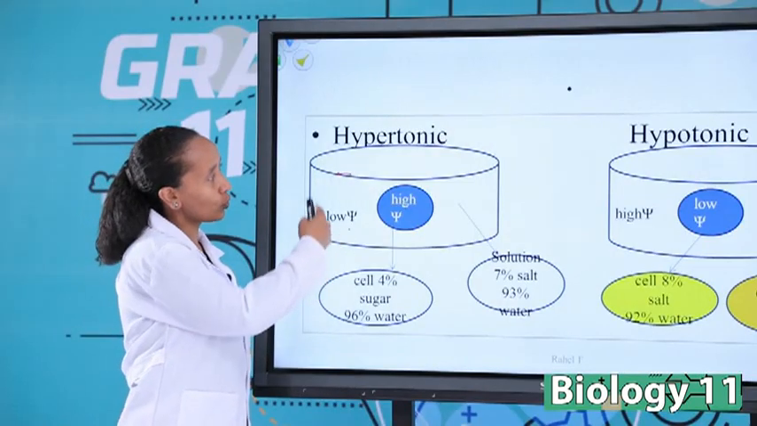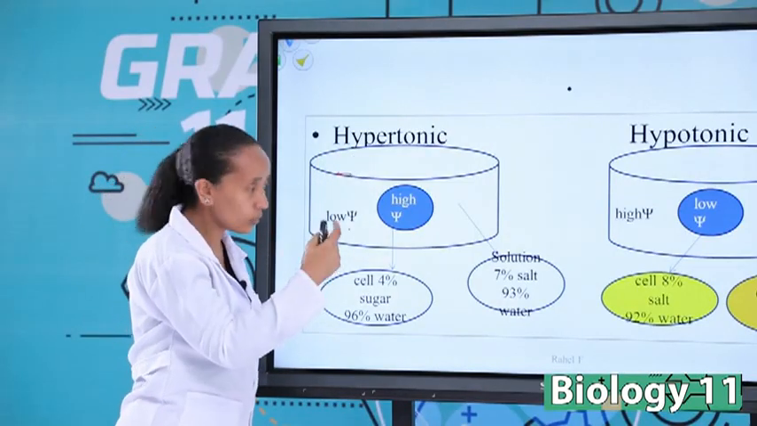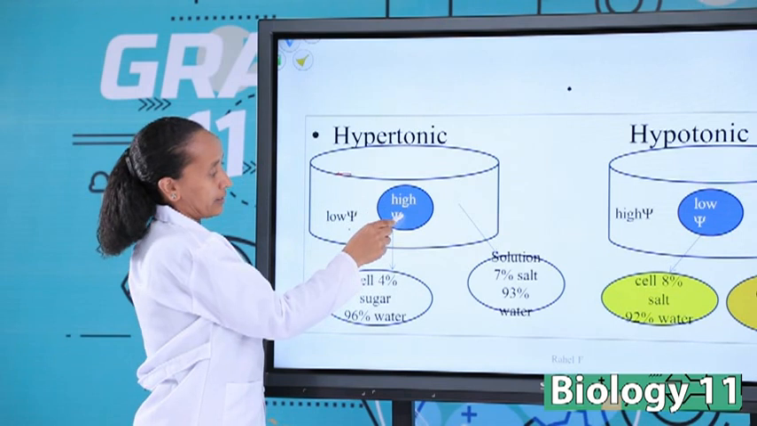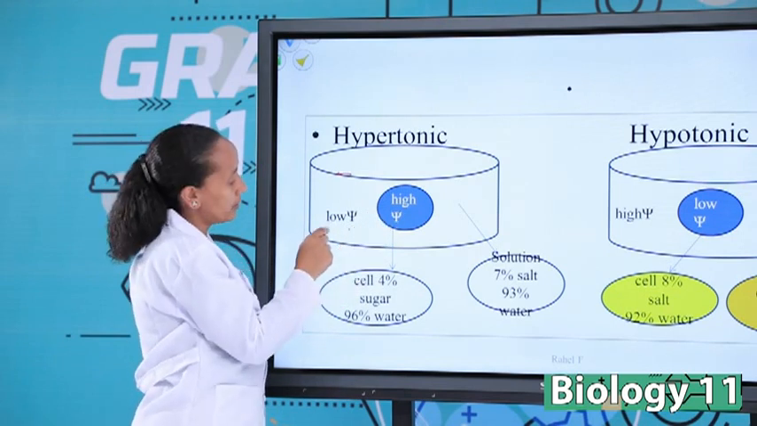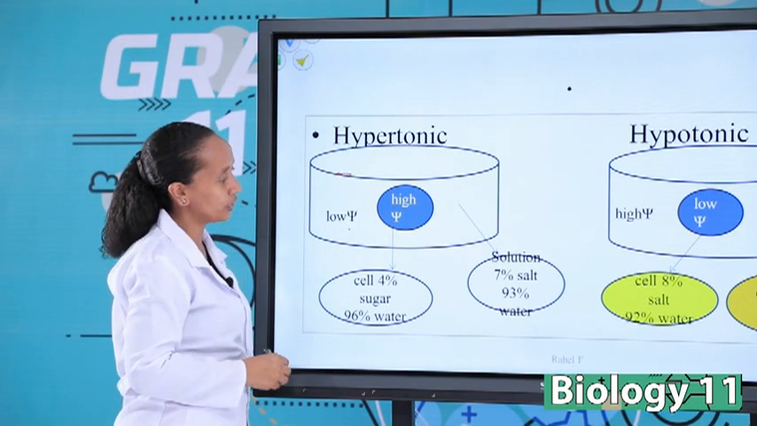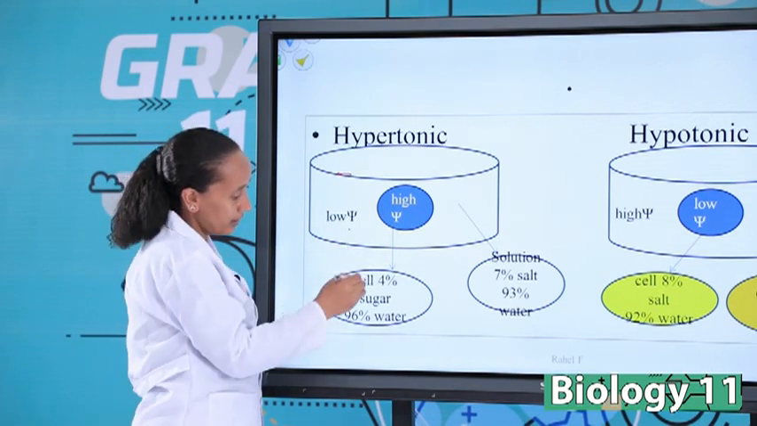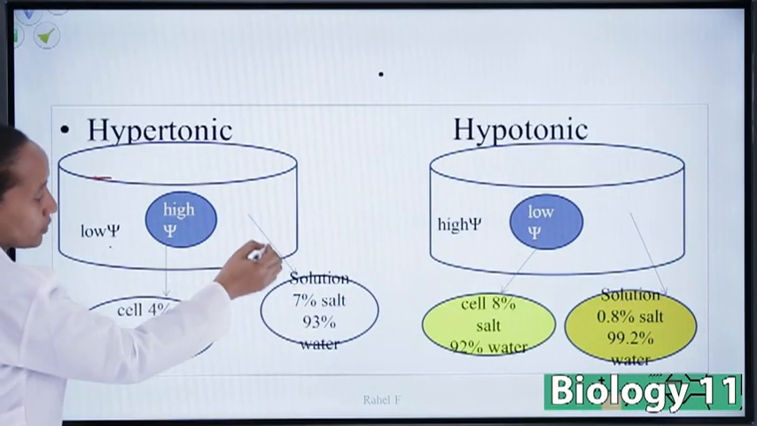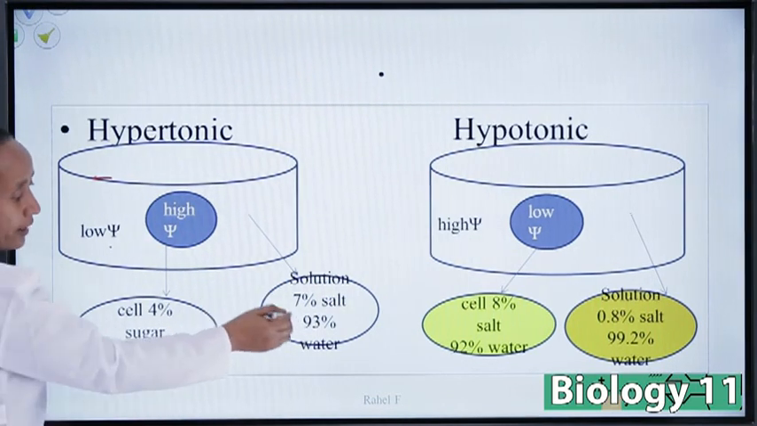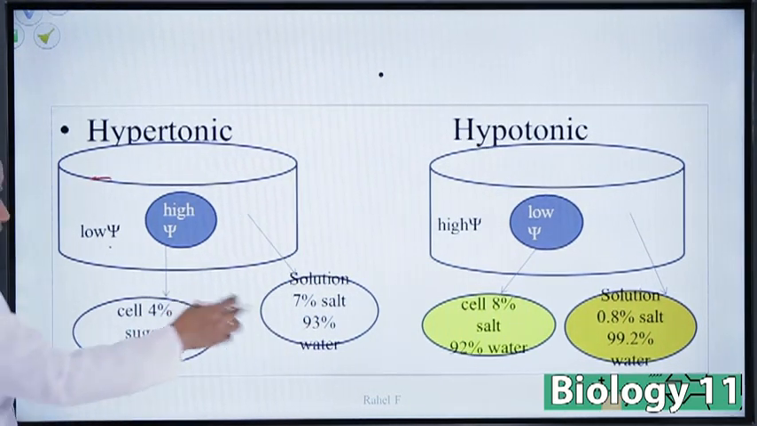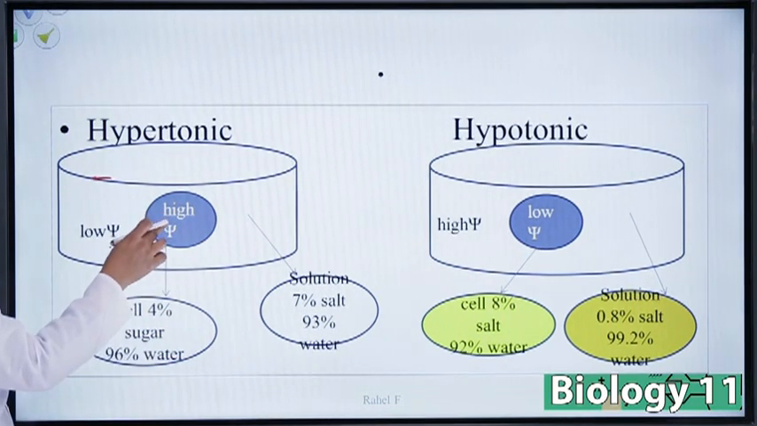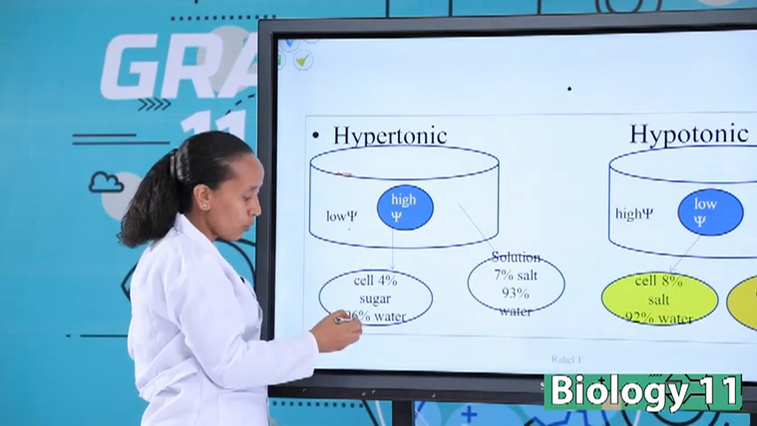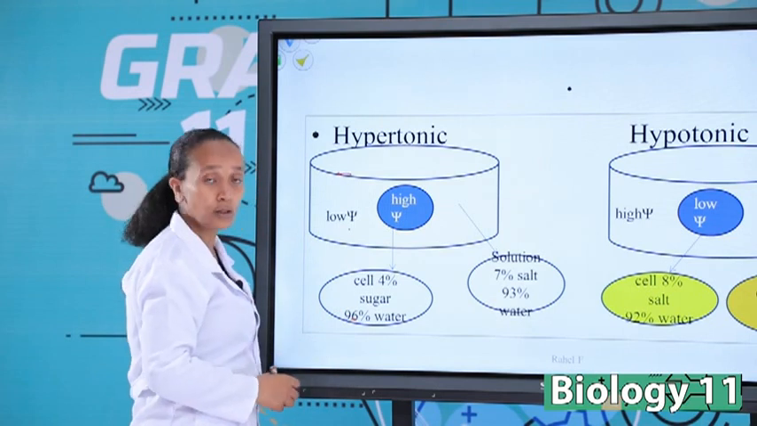In the first case, the solution is hypertonic. When we say hypertonic solution, it means that the cell has high water potential and the solution has low water potential. If you look at the cell, it has 4% sugar and 96% water. If you look at the solution, it has 7% salt and 93% water. This indicates that when we compare the water potential of the cell with that of the solution, the cell has more water potential than the solution.